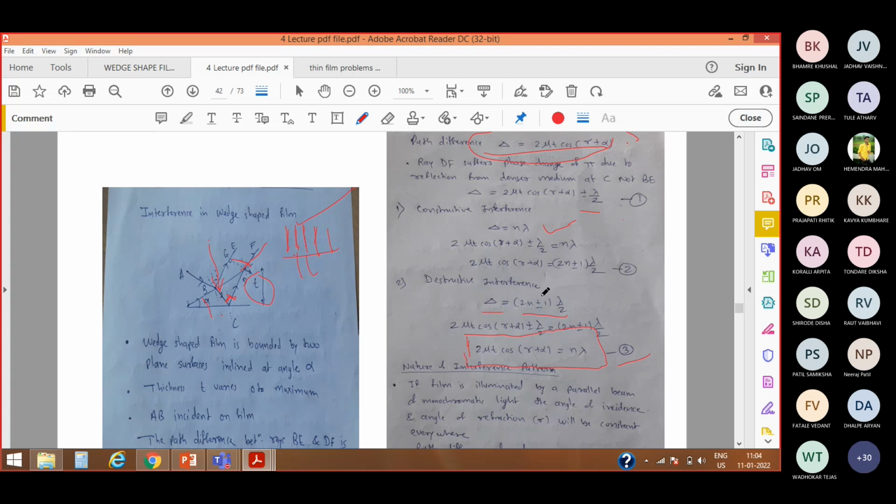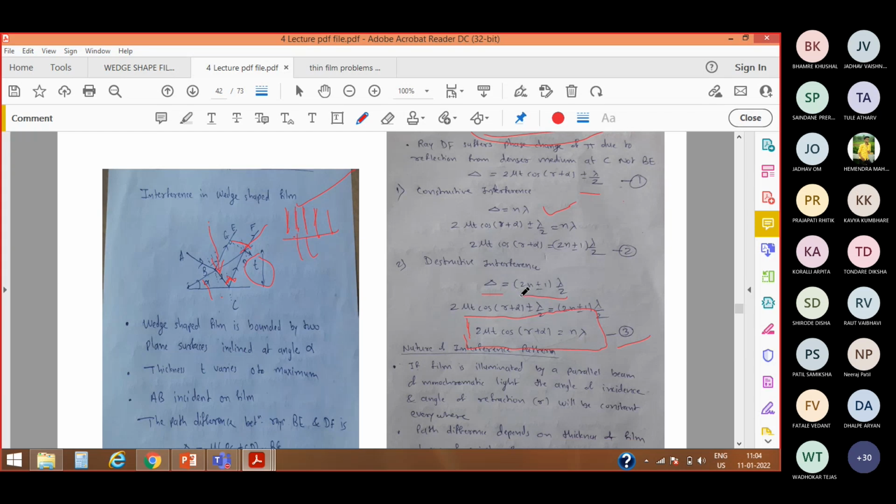For destructive interference, what is the equation? Delta is equal to odd multiples. This is even multiples, this is odd multiples. In this equation, put the value n equal to 0, 1, 2, 3, 4. In this equation, you need to put n equal to 1, 2, 3, 4. It means you will get the odd multiples.